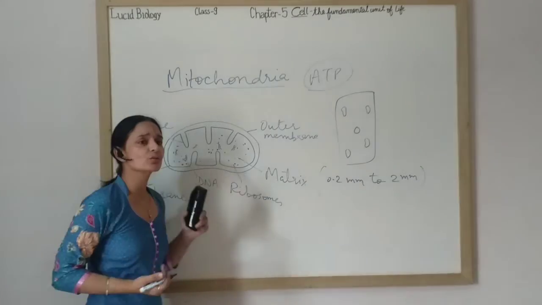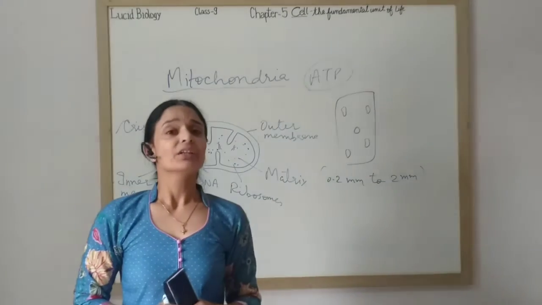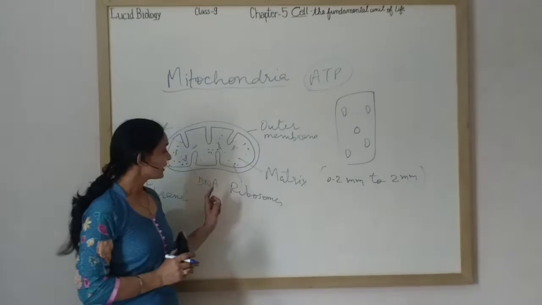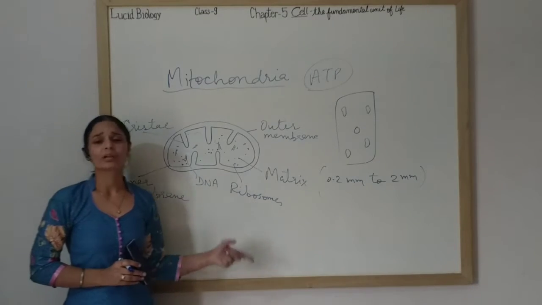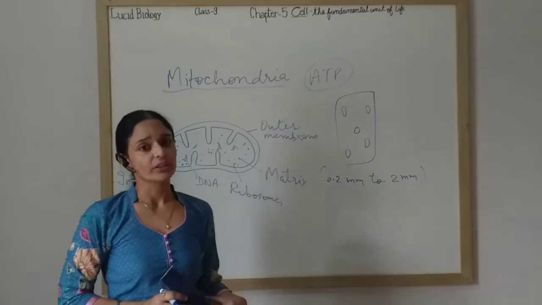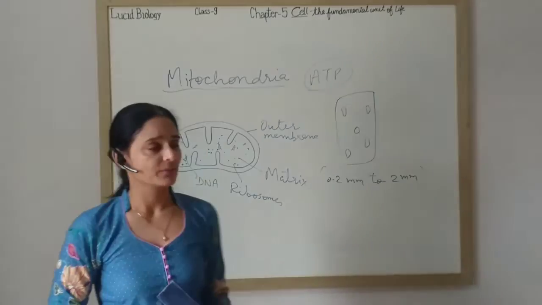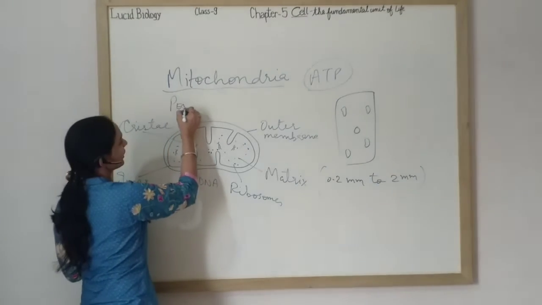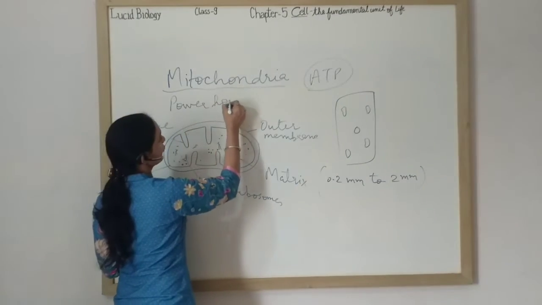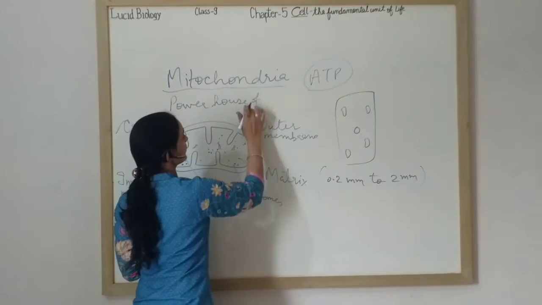Often the question is asked why mitochondria is called a unique cell organelle, because it has its own DNA and ribosomes. These ribosomes help in the synthesis of proteins. They can synthesize their own proteins. Now, one most important thing, the mitochondria are known as the powerhouse of the cell.